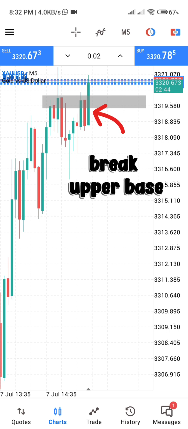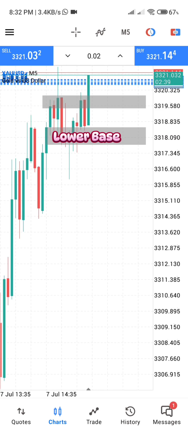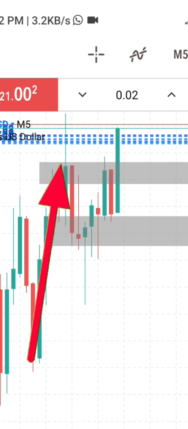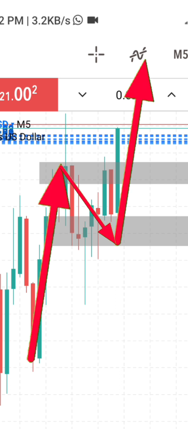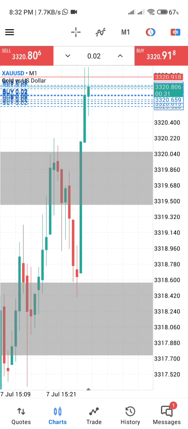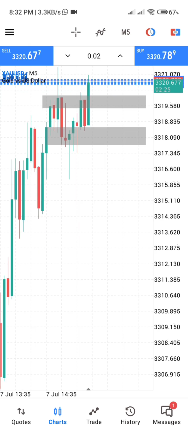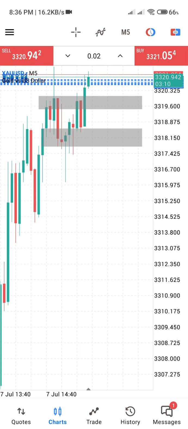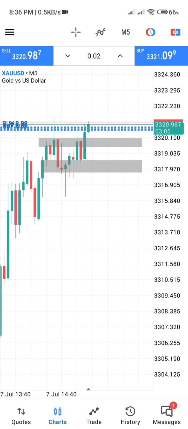Then it broke that upper base. So that's our first confirmation. Then it also made a lower base. So price made an upper base and a lower base. So it's a continuation setup, rally base rally setup. That's the full structure of rally base rally setup, and it's a low risk setup because it's a continuation setup. Price is in an uptrend, so we have opened our layers.